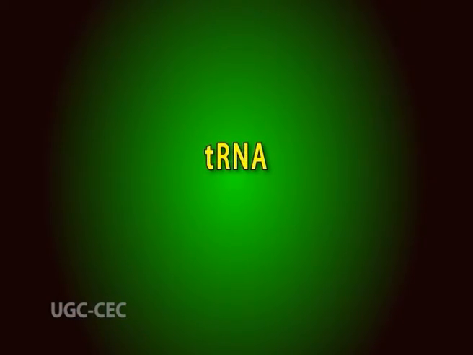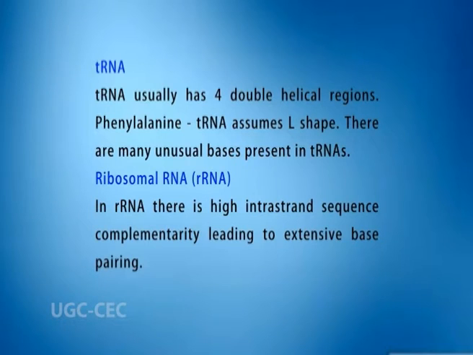tRNA. tRNA usually has 4 double helical regions. Phenylalanine tRNA assumes L shape. There are many unusual bases present in tRNAs. Ribosomal RNA, rRNA. In rRNA, there is high intra-strand sequence complementarity leading to extensive base pairing.